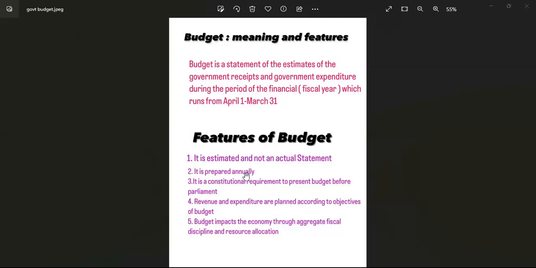This is prepared annually, like in a year. It is a constitutional requirement. You cannot say, oh, I'll not prepare the budget this year. No, it is a requirement to present the budget before the parliament. Revenue, meaning whatever money you are getting, and expenditure, whatever money you are spending, are planned according to the objective of the budget. Then the budget impacts the economy through aggregate fiscal discipline and resource allocation. Whatever budget you make is going to affect your economy as well. So this is what a budget looks like. Quickly write it down.